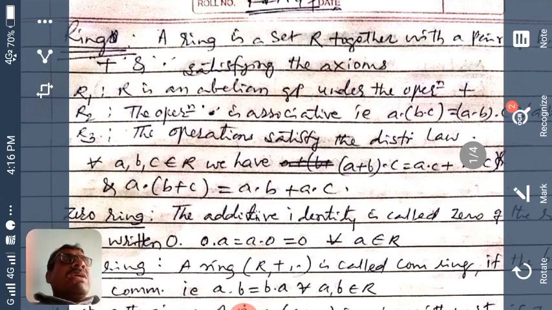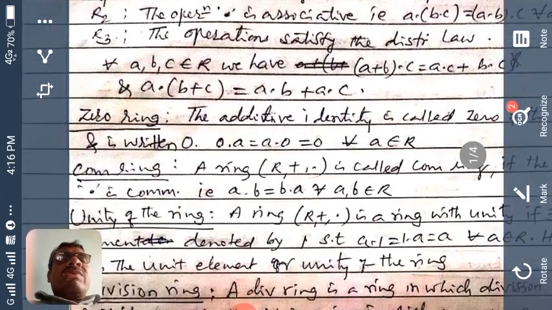And the types of rings are, say, one is a zero ring. The additive identity is called the zero of the ring and is written as 0. That is 0 dot A equals A dot 0 equals 0 for all A, an element in a ring.